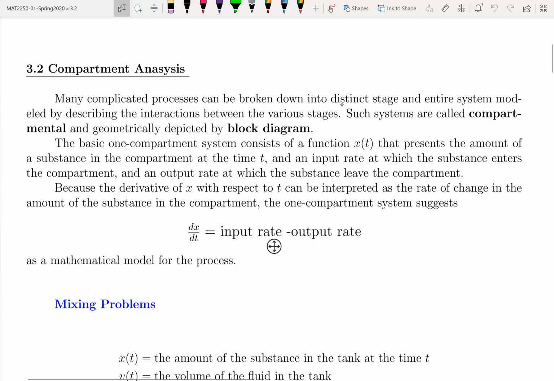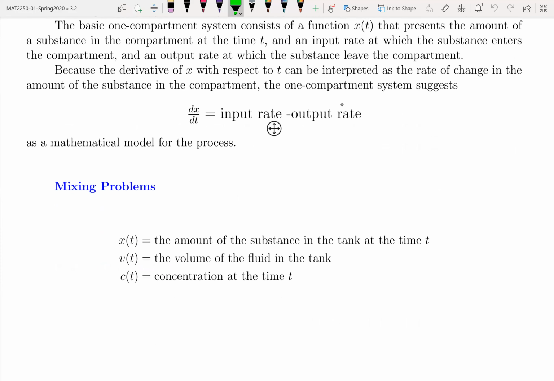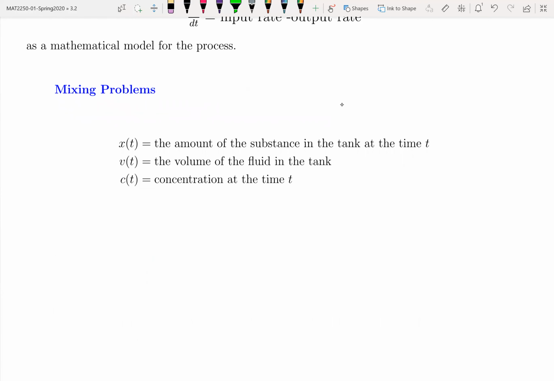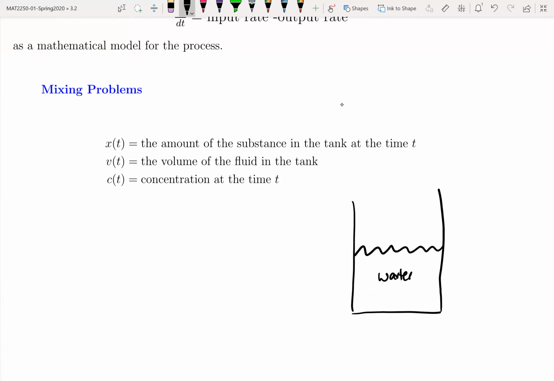So the base of this problem is you have a tank. I think we have room to make it over here. So we have a tank, and then there is something inside, liquid water. Whatever is inside, by some rate water is coming in, and by some rate the water is going out, okay?